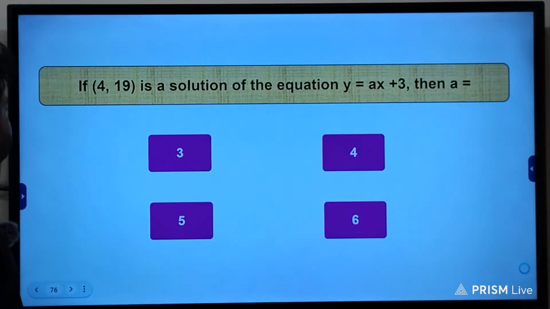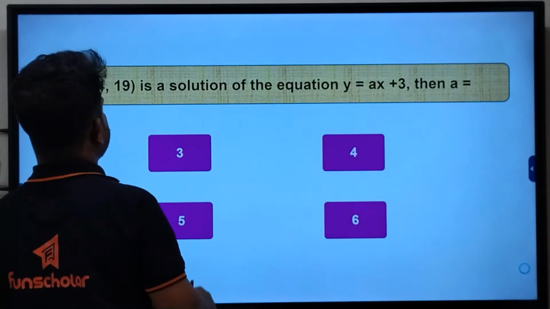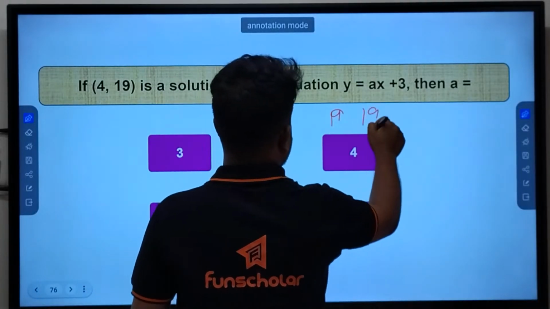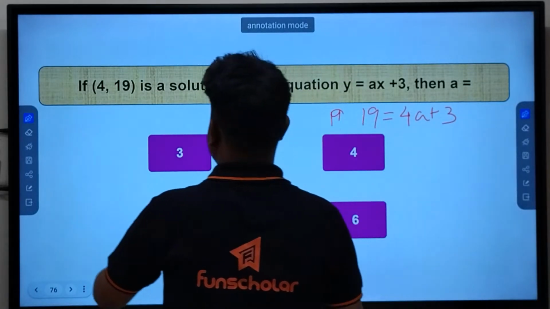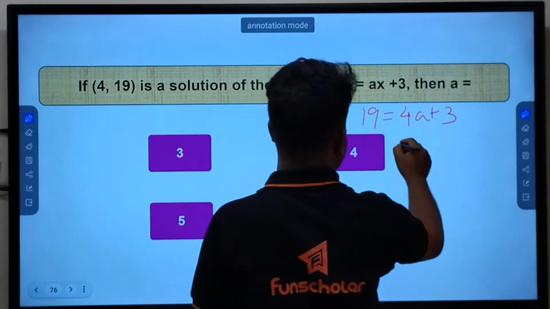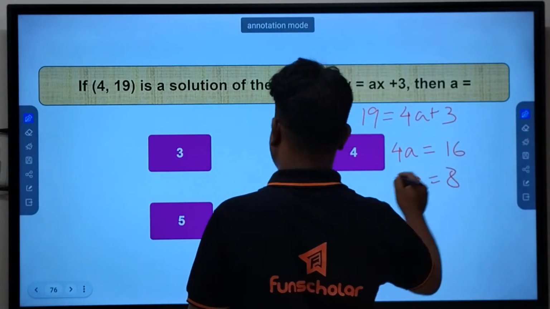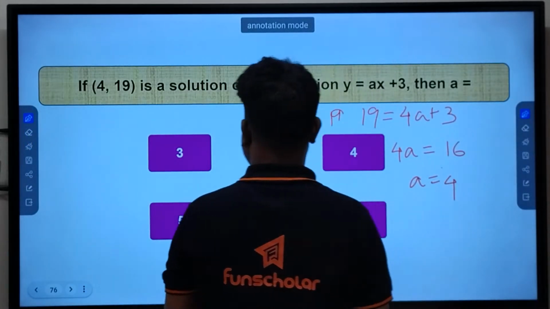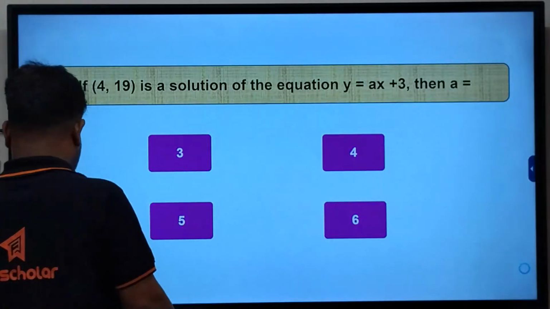Okay, multiple choice questions. 4 comma 19 is the solution for the coordinate y equals ax plus 3, then a equals to, just put the value of these numbers. If I put 19 here and 4a plus 3, by putting x's value as 4, it will be 4a equals 16. So a's value will be 4. So 4 is the number. Okay, next.